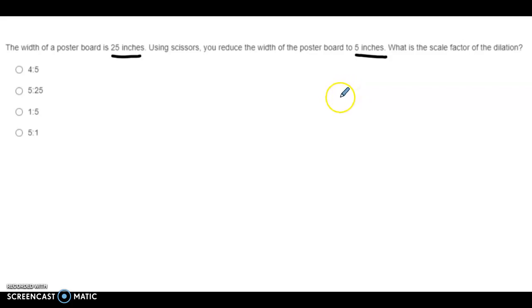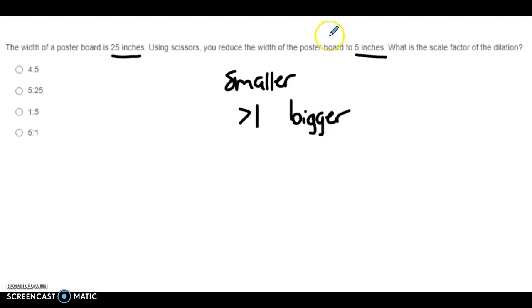If I start at 25 and I go down to 5, I am getting smaller. And when you deal with dilations, anything greater than 1 makes it get bigger. If you have a scale factor of 3, you're making it 3 times bigger. A scale factor of 5 is 5 times bigger. A scale factor of 2.3 is 2.3 times bigger. Anything greater than 1 is going to make it bigger. Anything between 0 and 1 makes it smaller.